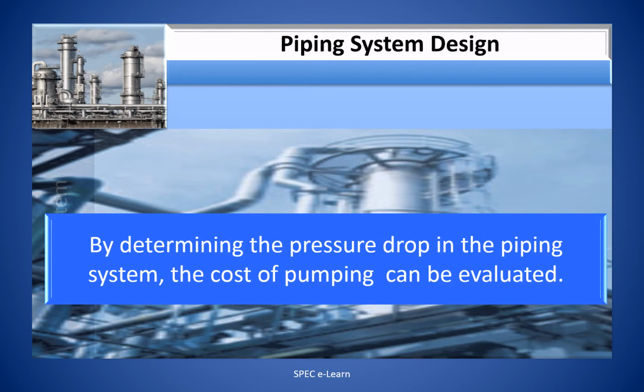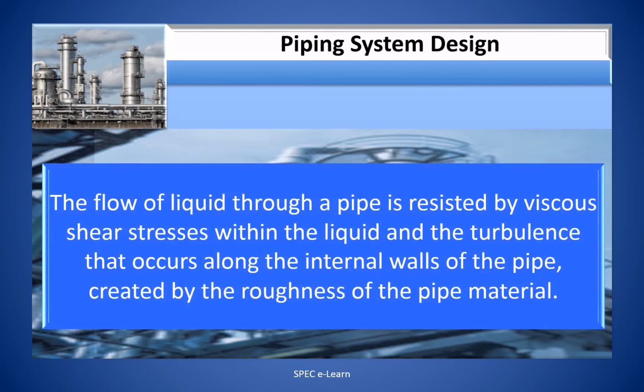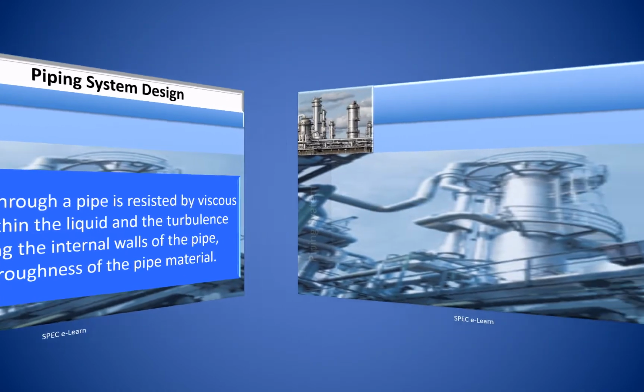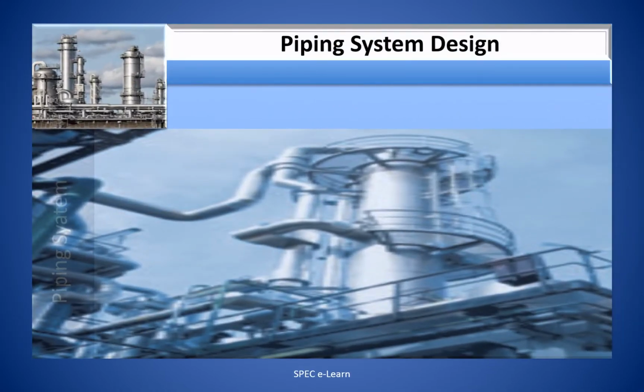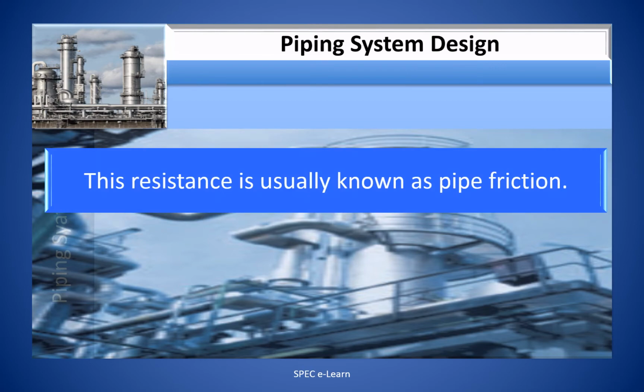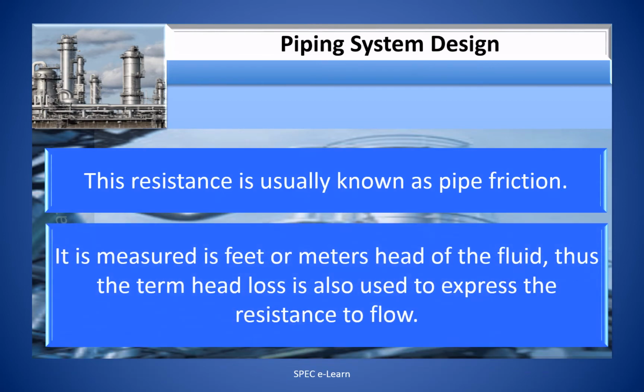The flow of liquid through a pipe is resisted by viscous shear stresses within the liquid and the turbulence that occurs along the internal walls of the pipe, created by the roughness of the pipe material. This resistance is usually known as pipe friction. It is measured in feet or meters head of liquid. Thus, the term head loss is also used to express the resistance to flow.